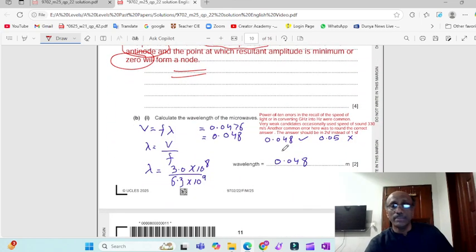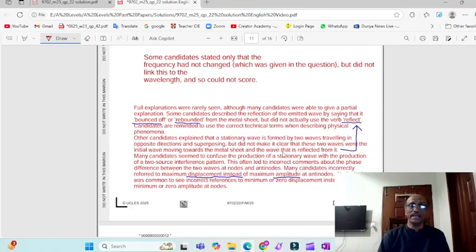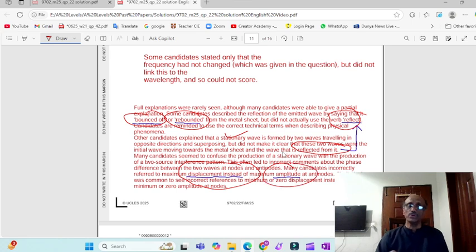Now the mistake the students have made in this question is that they have used the term bounced off or rebounded, which is not required. The exact terminology is reflect back. Many of the students have shown that the waves will travel in the opposite direction, but again they have not mentioned the key term that they will reflect back. And then the other misconception: they have used the resultant or maximum displacement instead of maximum amplitude. So the key point is the amplitude, not the displacement.